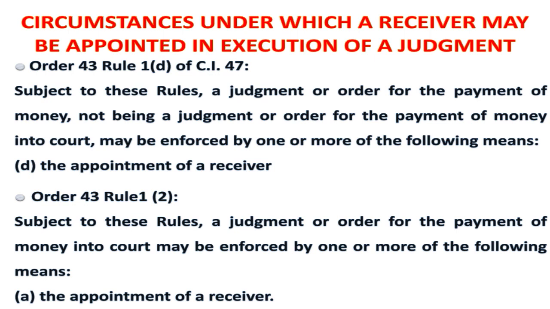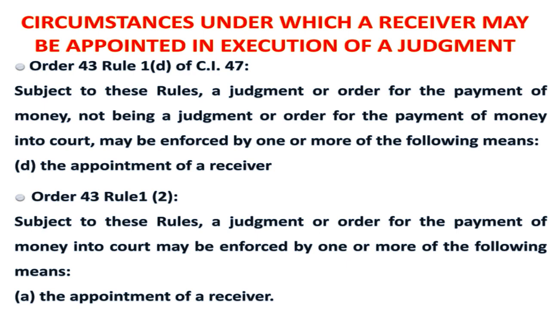Then Order 43 Rule 2. That one deals with enforcing a judgment for the payment of money into court. So we are referring to Order 43 Rule 1, Sub Rule 2. It says that subject to these rules, a judgment or order for the payment of money into court may be enforced by one or more of the following means: (a) the appointment of a receiver. So the appointment of a receiver is another way of enforcing a judgment for the payment of money. And this time around, it is in relation to enforcing a judgment for the payment of money into court.